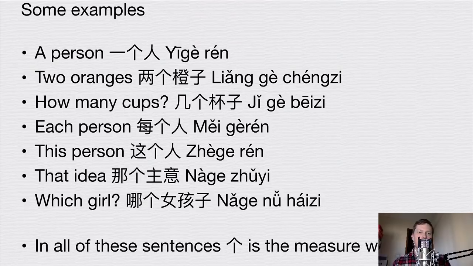And if you've seen written simplified Chinese, you'll have probably seen this character that looks like an arrow quite a lot, and you might be wondering what it is. So this is probably the most common measure word in Chinese. It's basically a grammar word, if you like, a grammar character. So in all of these sentences, they have the same measure word.